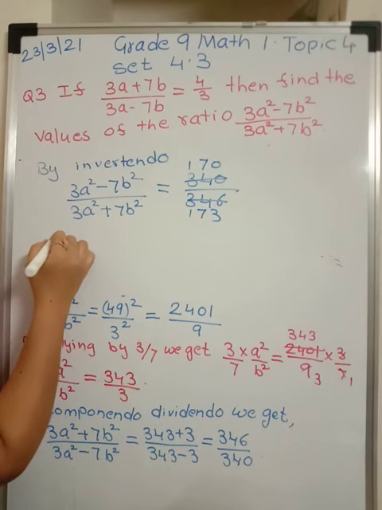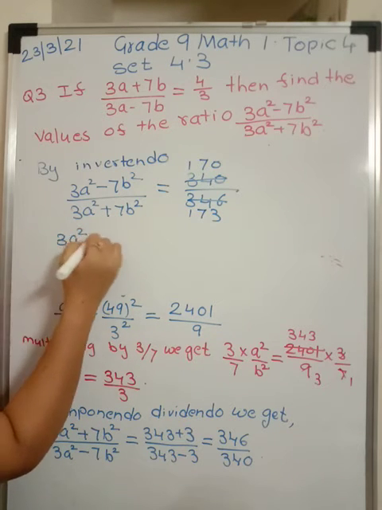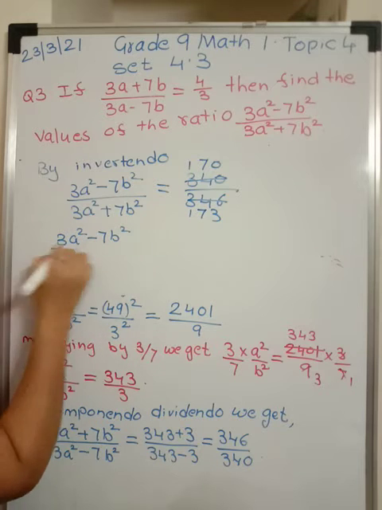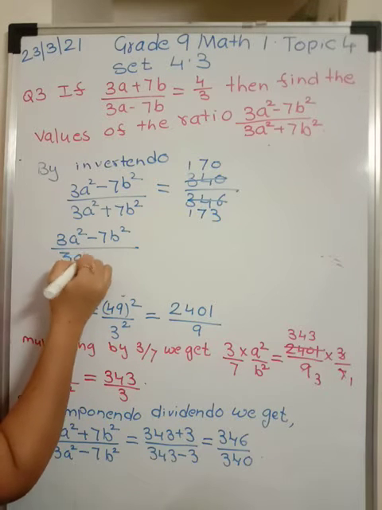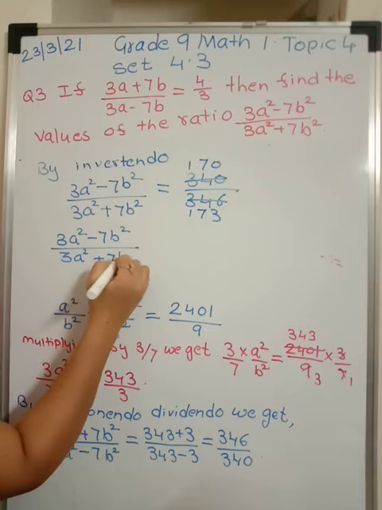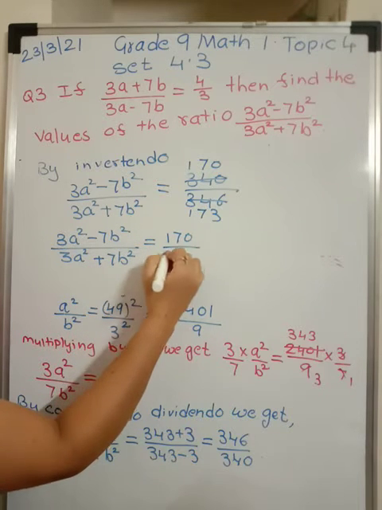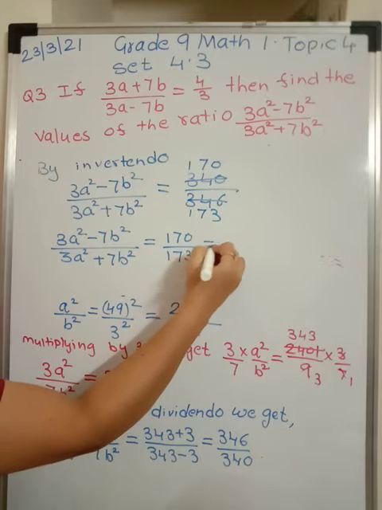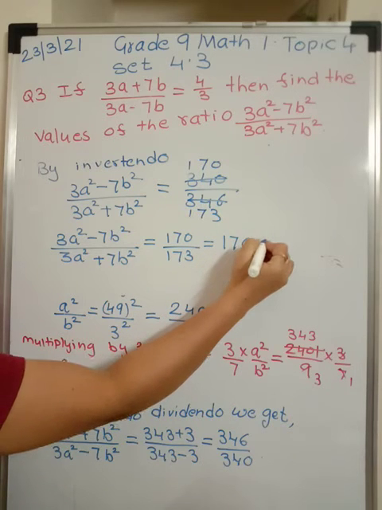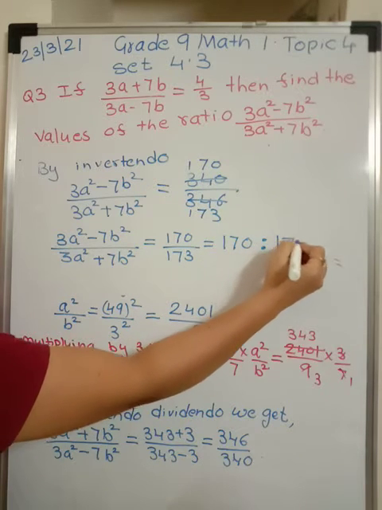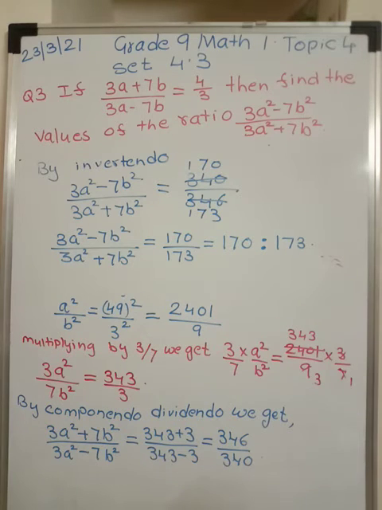So at the end what do we get? 3a square minus 7b square upon 3a square plus 7b square would be equal to 170 upon 173, which can be written as 170 is to 173. Is this clear? Third problem. Okay, so please take it down with all the steps.